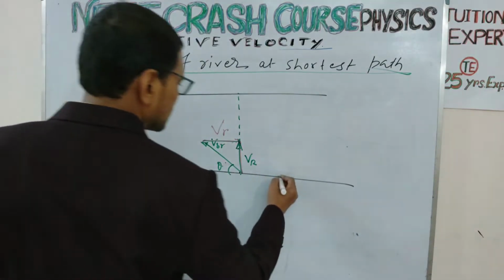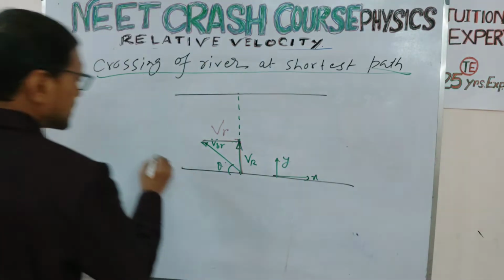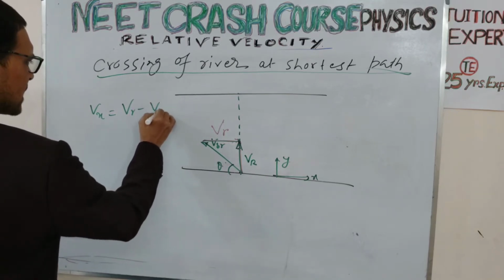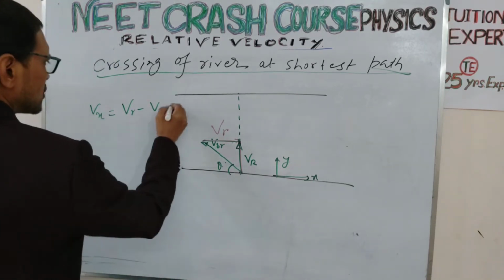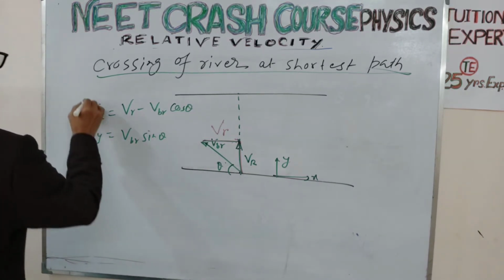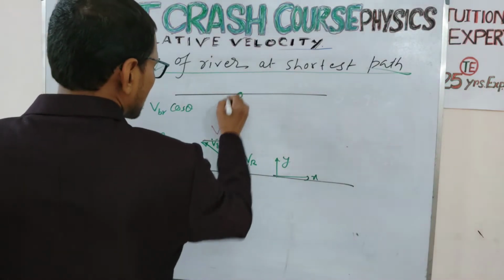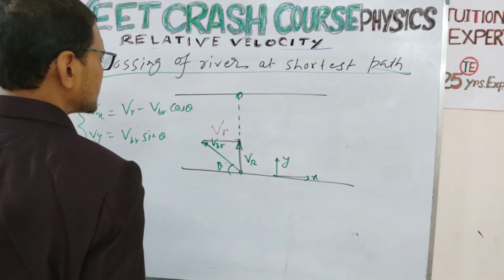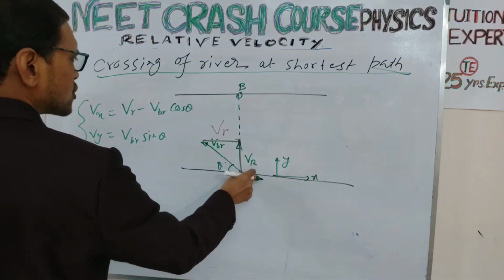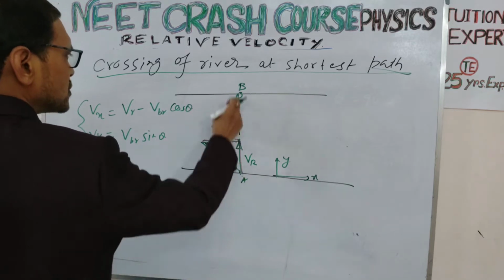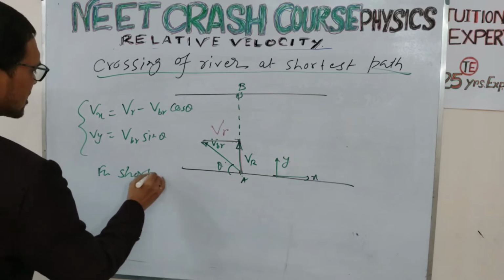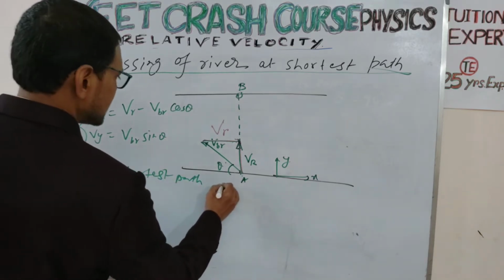Now we take x and y directions. What is the velocity along the x direction? The x direction velocity is VR minus VBR cos theta, and the y direction velocity is VBR sin theta. Here the man wants to cross the river by the shortest path, that is, the drift will be 0. If the man wants to cross just opposite to B, this will be the shortest path. So for the shortest path, the drift x must be equal to 0.